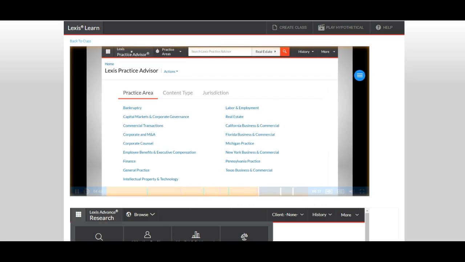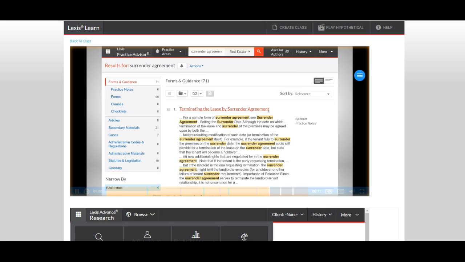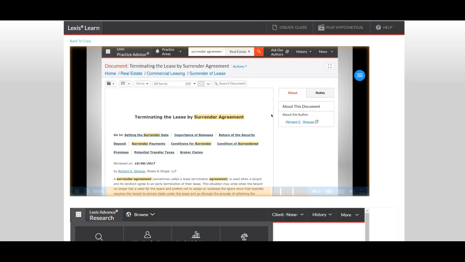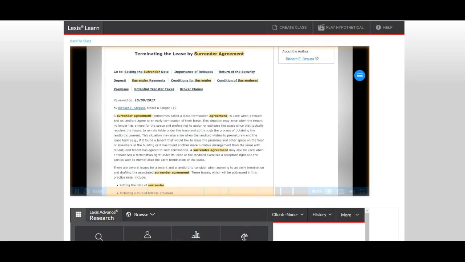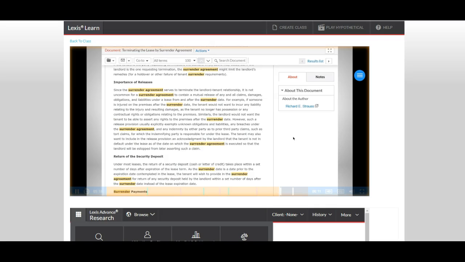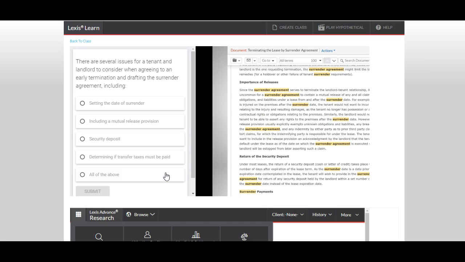Don't forget, you've also been asked to draft a surrender agreement as an exhibit to the lease. Lexis Practice Advisor leverages the word wheel functionality that suggests relevant terms and phrases as you research. Surrender agreement is a recognized legal phrase, so we know Lexis Practice Advisor will return relevant content. This practice note, written by an attorney expert who practices real estate law, contains a variety of topics to help you draft and negotiate this type of an agreement. The section titled Importance of Releases provides excellent background information covering why you'd want to include a surrender agreement with a lease.